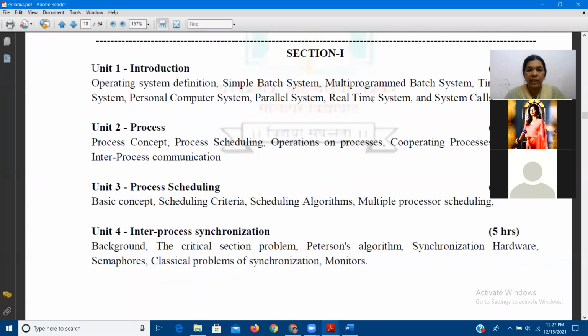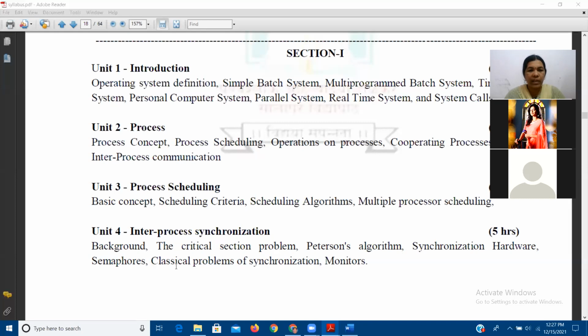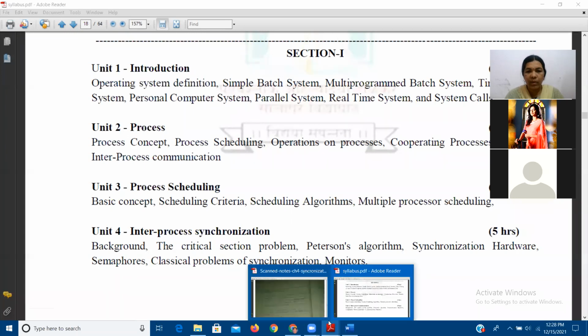Under classical problems of synchronization, we are discussing three general problems where we need to apply these solutions, or where we face the critical section problem and need to apply the solutions. So two more solutions we are discussing: one is the semaphore and another is the monitor. And then the last point we'll discuss is classical problems of synchronization, that is, the general examples or general problems where we need to apply these solutions. Okay. So first of all, we'll discuss semaphores.